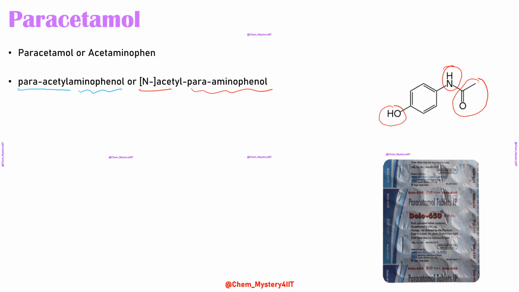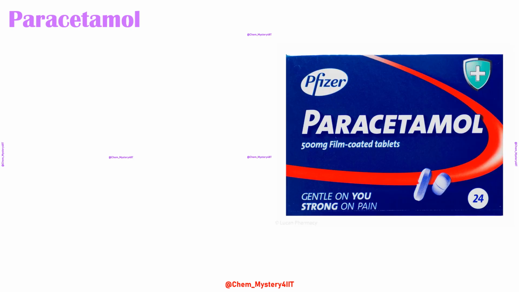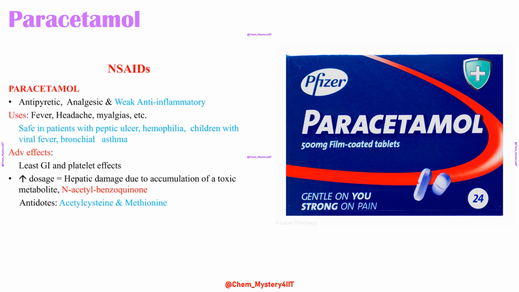And this is Dolo 650, which we have been using in different setups when we require treatment of pain or fever. Again, a brief discussion of what paracetamol is used for. This is also an NSAID, a non-steroidal anti-inflammatory drug, but it is actually a weaker anti-inflammatory. It is used mostly as an antipyretic and analgesic. For fever and headaches we mostly use this.